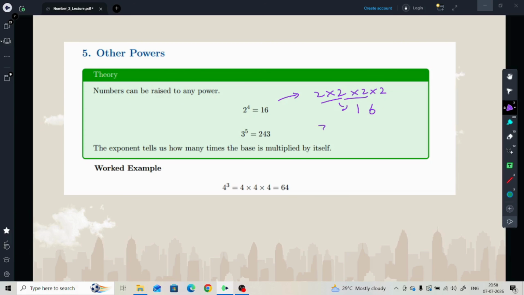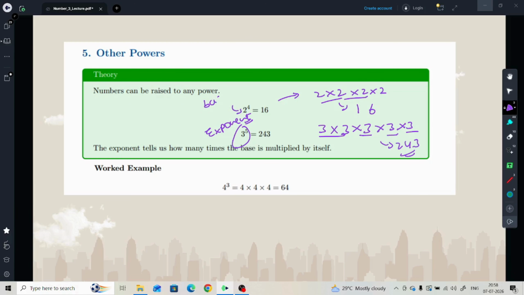3 to the power 5. That means 3 times 3 times 3 times 3 times 3. 3 times 3 is 9, 9 times 3 is 27, 27 times 3 is 81, 81 times 3 is 243. So like that. And this is known as exponents. For that we are having a separate segment, so don't worry about that.